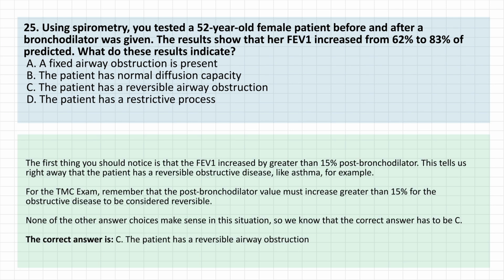The first thing you should notice is that the FEV1 increased by greater than 15% post-bronchodilator. This tells us right away that the patient has a reversible obstructive disease, like asthma, for example. For the TMC exam, remember that the post-bronchodilator value must increase greater than 15% for the obstructive disease to be considered reversible. None of the other answer choices make sense in this situation, so we know that the correct answer has to be C, the patient has a reversible airway obstruction.